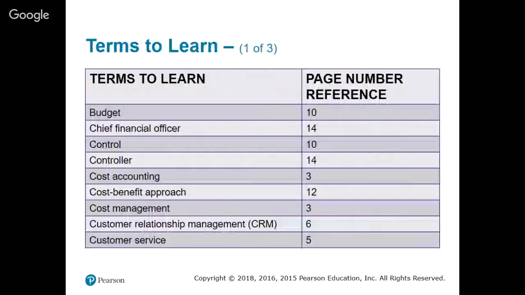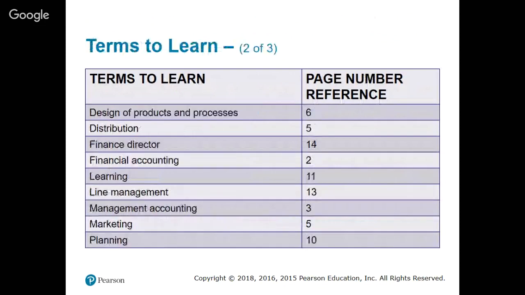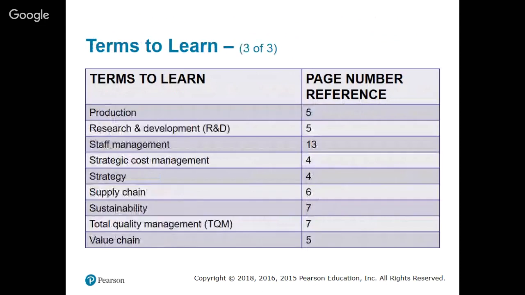And then finally, the terms to learn. Again, I would take these terms and make sure you understand each one of them and what they mean. If you have any questions about these, please do not hesitate to ask. I'm always here to help you.